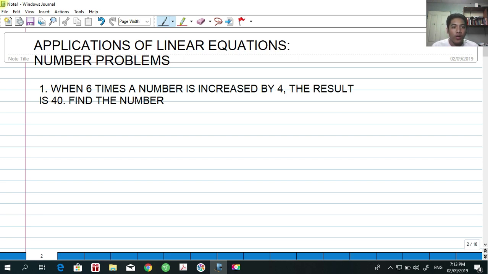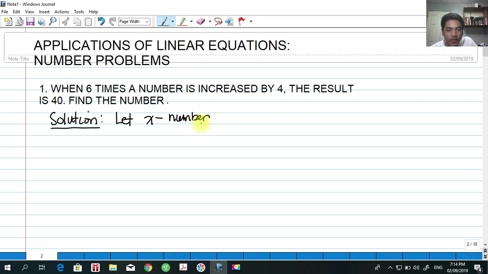And we must always take note of the conditions set by our problem. So let's get started. Let's try to solve this one. When 6 times a number is increased by 4, the result is 40. Find the number. This is a typical number problem wherein if we start our solution, we must let x be the number that we're going to find.